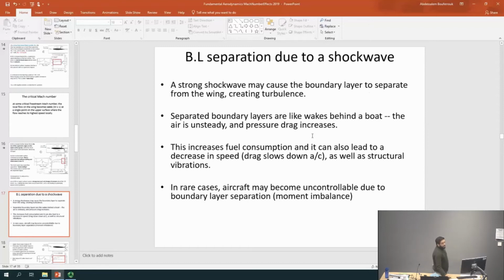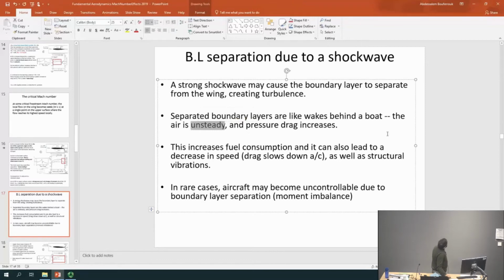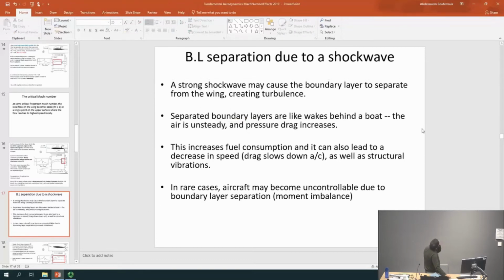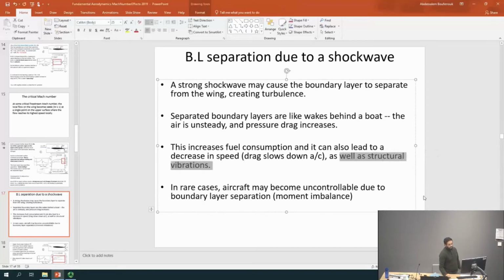One way to think about separation is as a wake behind a boat or any body. It's an unsteady phenomenon, and the pressure drag increases due to flow separation. So in real life, it means you have to put extra power from the engine to deal with that. But there are also structural problems. When you have separating flow, with time it causes vibrations on your structure, particularly the wing, and that's of course not a good thing for your wing. So there are penalties in terms of the drag, in terms of lift, but also in terms of the structure itself.